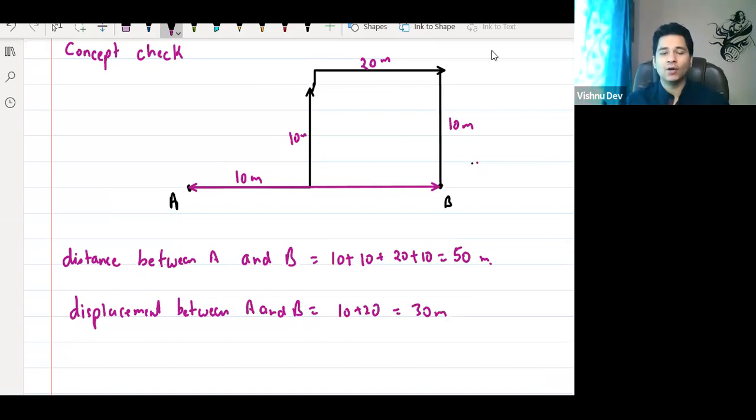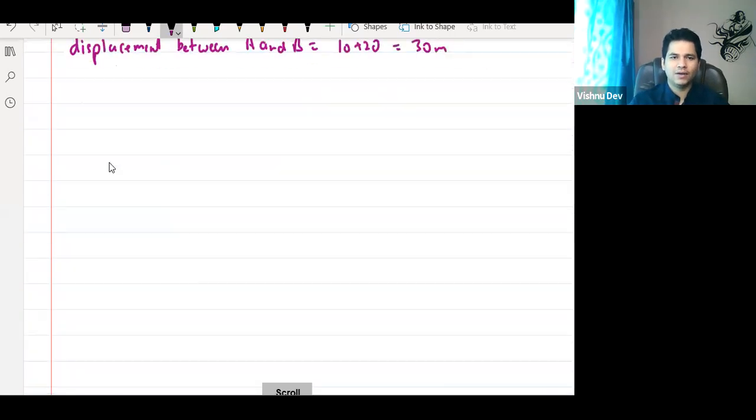Okay. I hope everyone understood the concept of distance and displacement. Shall I do one more question? Okay, let's see concept check 2. Right, everyone, let us see concept check 2.